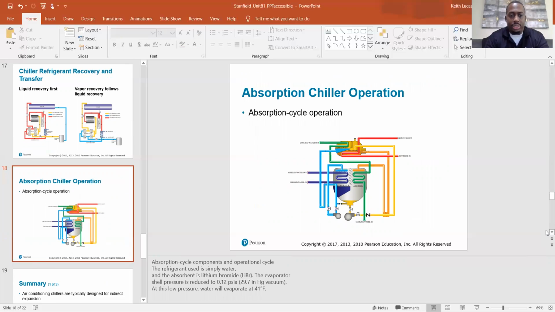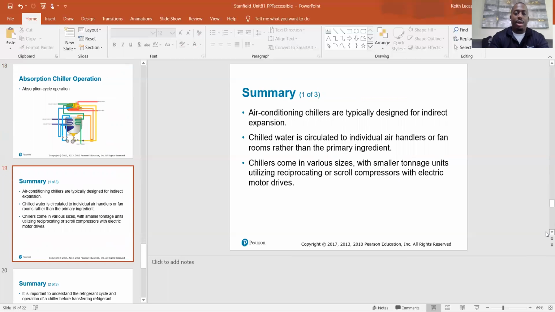Absorption chiller operation, absorption cycle components and operation cycle. So the refrigerant used in absorption chillers is just water, and the absorbent is lithium bromide. The evaporator shell pressure is reduced to 0.12 psi. At this low pressure, water will evaporate at 41 degrees. So that is your absorption chiller operation.